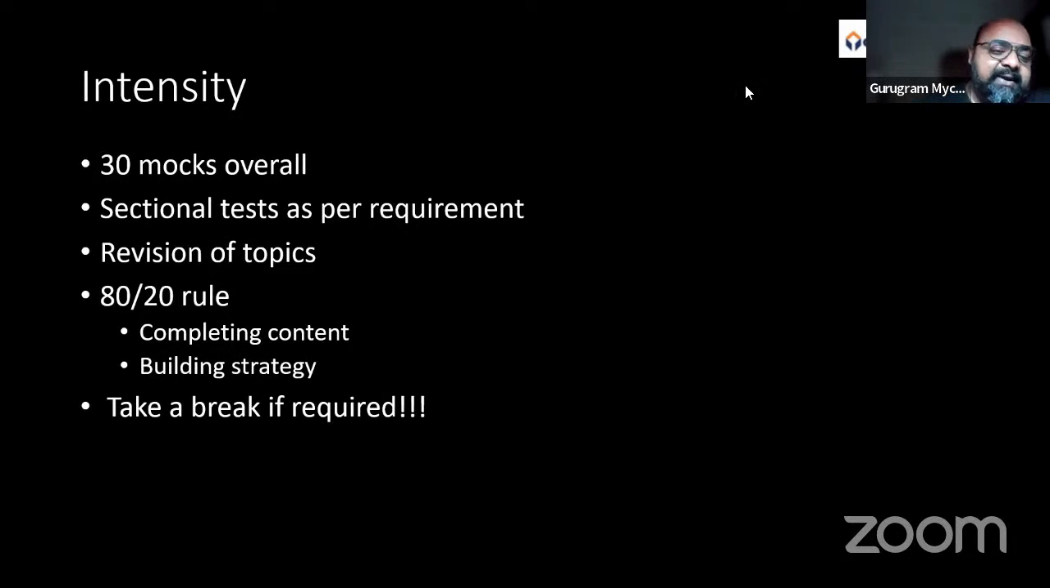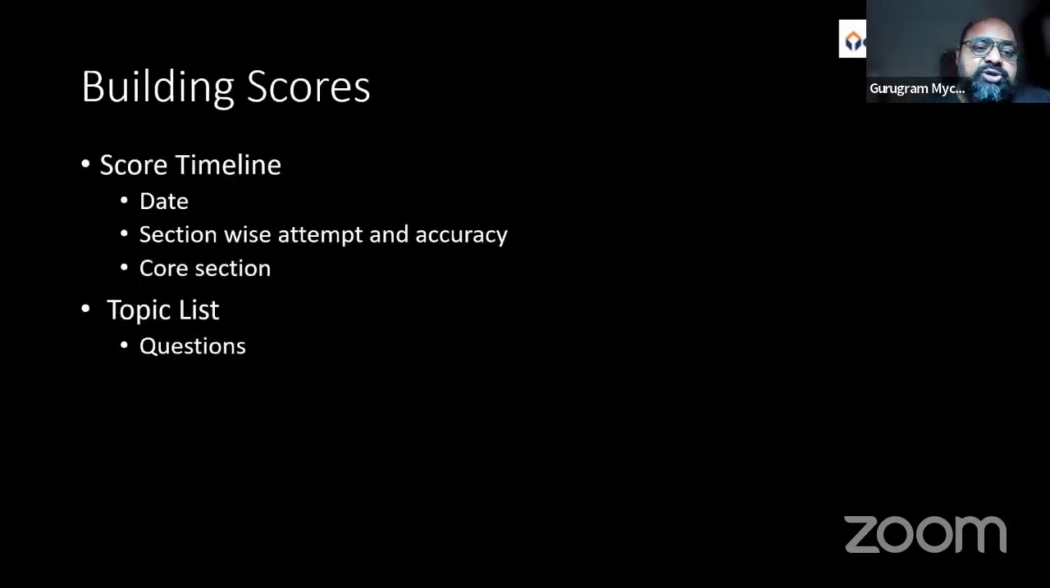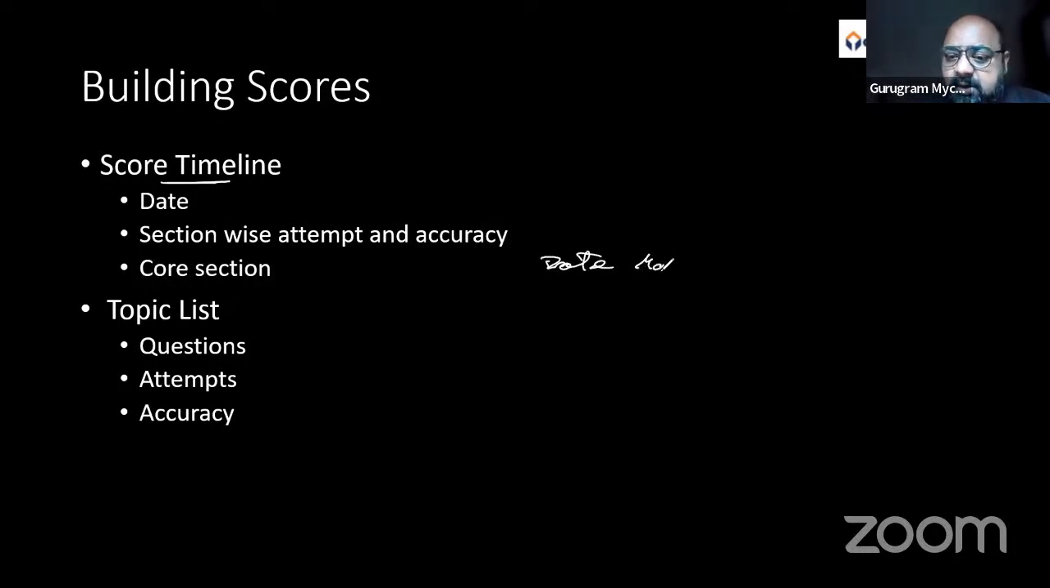अच्छा, वो जो मैं Excel की बात कर रहा था, देखो 2 चीजें करनी है. You have to have 2 kind of Excel sheets. Number 1 is score timeline. So what you will do is date wise you will write mock number, mock source, वो अपनी मर्जी, अगर एक source है तो लिखने की जरूरत नहीं है.